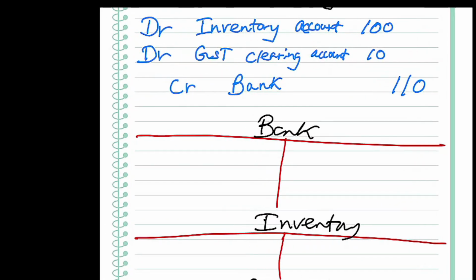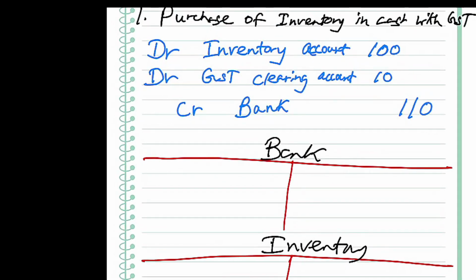Now, how would I record this one? Have a look. Right. Now, inventory, what happens? Debit or credit? Inventory, debit or credit? Increase, so debit. Inventory debit, how much? 100. So you record 100.